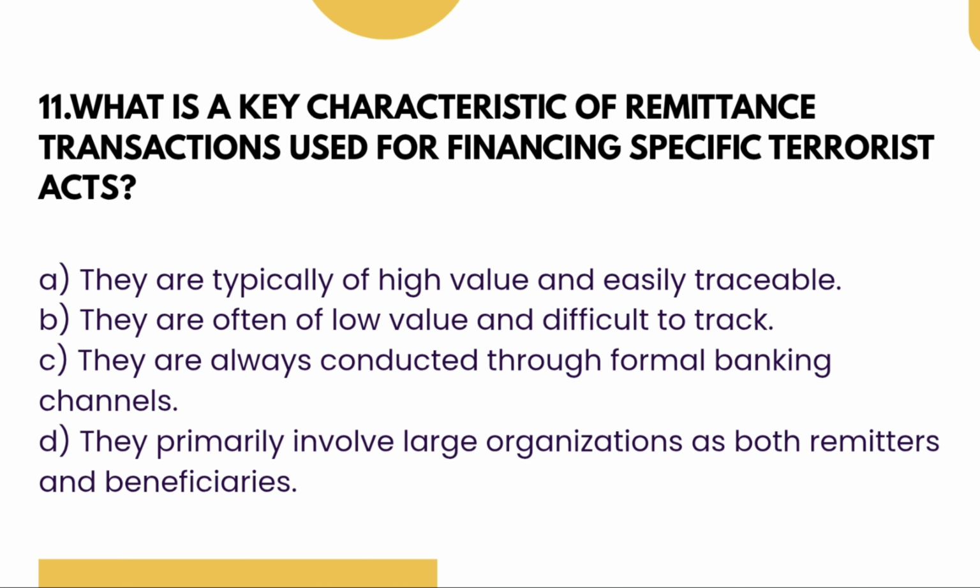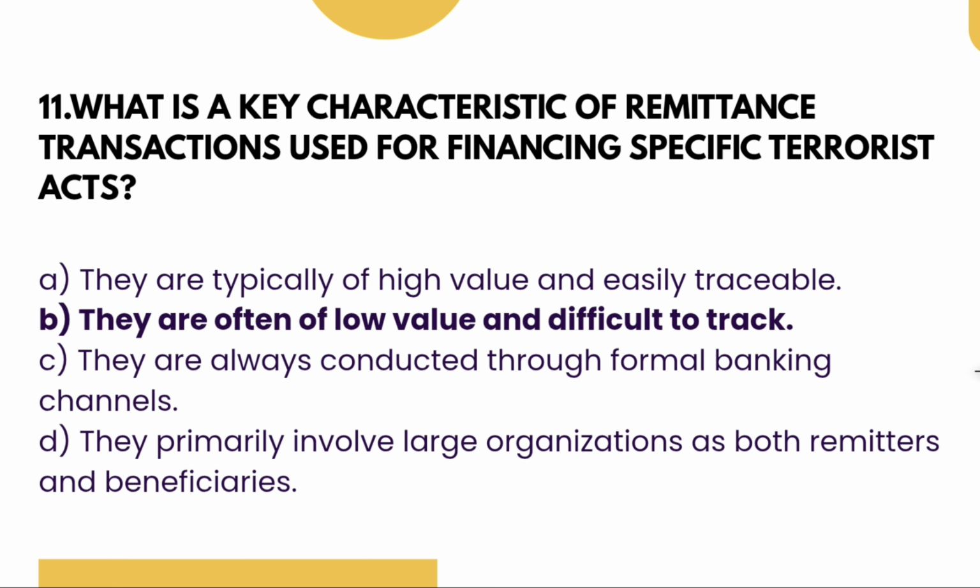Next, what is the key characteristics of remittance transactions used for financing specific terrorist act? A. They are typically of high value and easily traceable. B. They are often of low value and difficult to track. C. They are always conducted through formal banking channels. And D. They are primarily involved in large organizations as both remitters and beneficiaries. The answer is B. They are often of low value and are difficult to track.